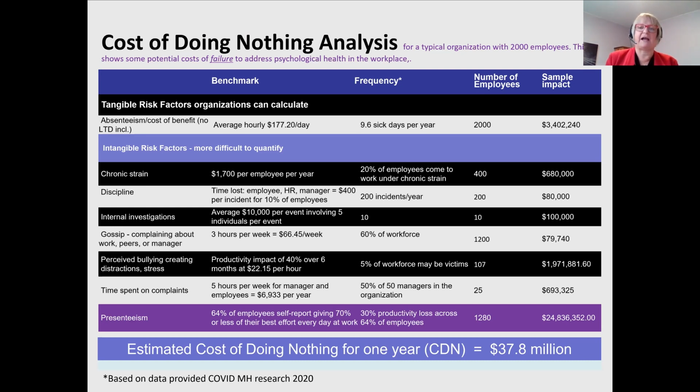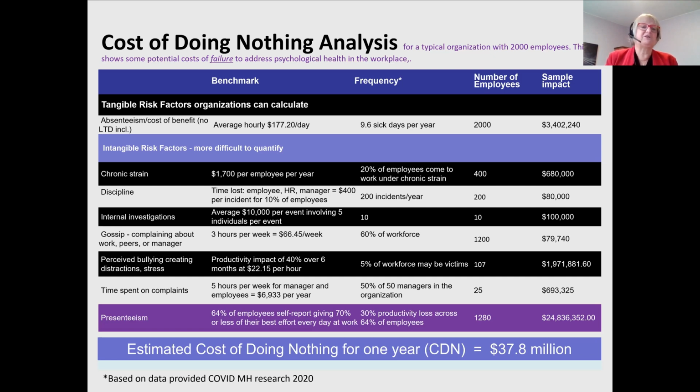And then there were intangible factors around psychological health in the workplace. There's the chronic strain, the people that chronically have health conditions, episodic conditions. According to the research, we average that to be about $1,700 per employee per year. About 20% of employees come in with chronic aches, sprains, strains, mental strain, and that costs about $680,000. We also have employees under discipline for investigations around harassment and violence, and the cost of discipline and internal investigations is about $180,000.